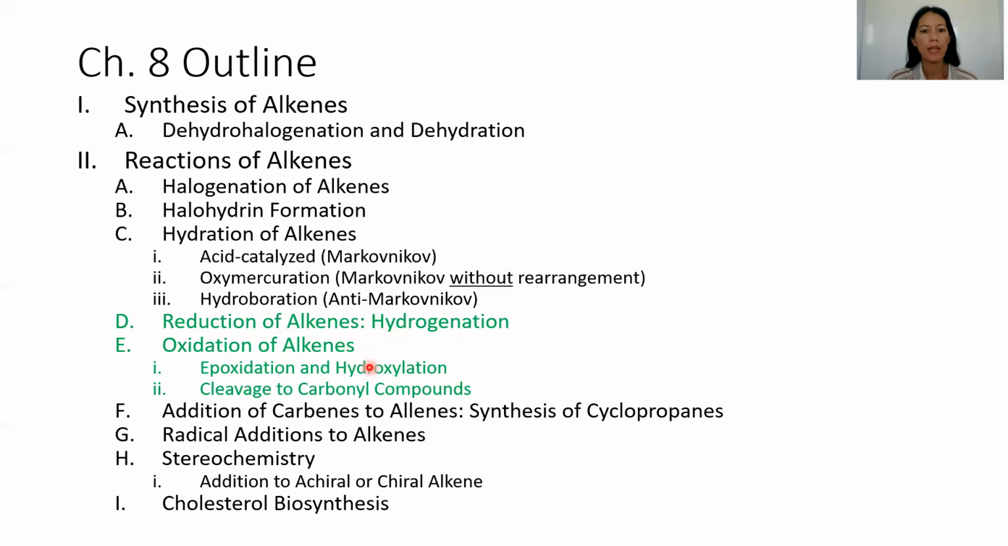Specifically, we're going to be looking at epoxidation and hydroxylation, sometimes called dihydroxylation, and then we're going to be able to cleave alkenes to carbonyl compounds. But first, we start with hydrogenation.